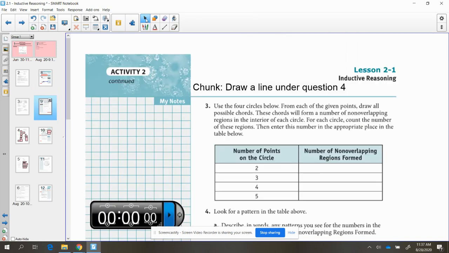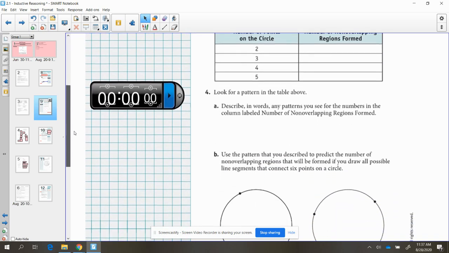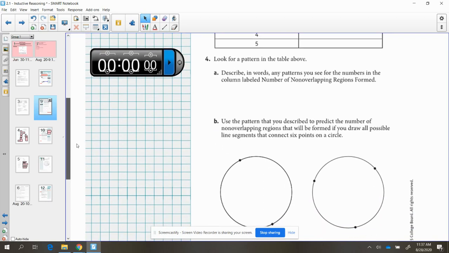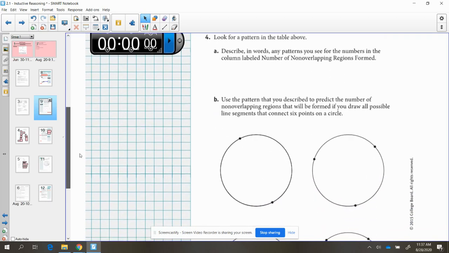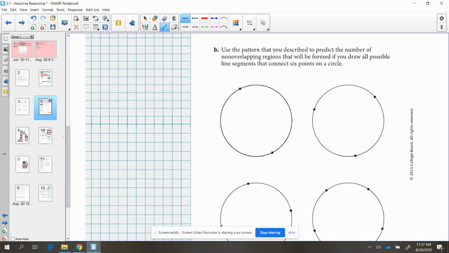Now, moving on to the next page, notice here, we're skipping down a little bit. What you are going to notice here is that we are going to look for a pattern based on these overlapping regions. So we're going to have to start by drawing in some lines. We're going to connect the lines and then count the number of regions.